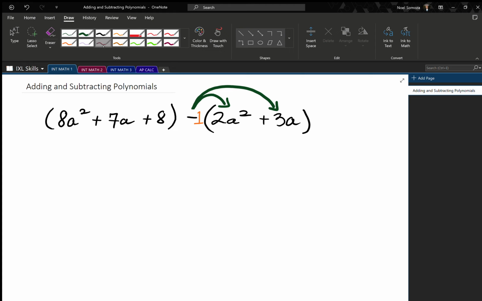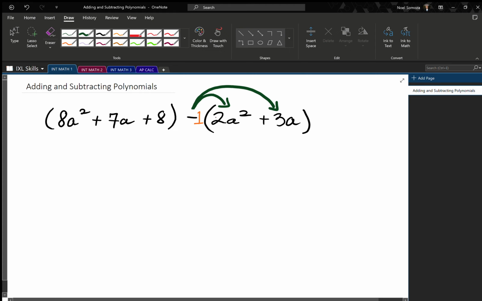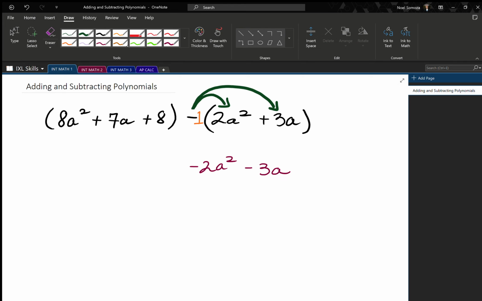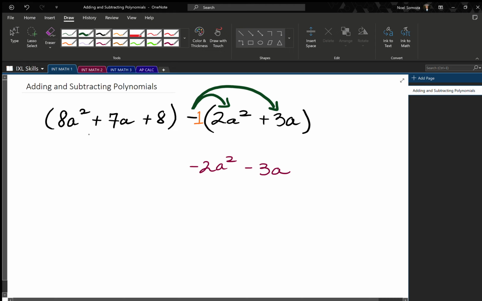So what that's going to allow us to say is take negative 1 times 2 and we'll get negative 2a squared. We'll take the negative 1 times the 3 and that'll give us negative 3a. Okay, once I've done that, I'm allowed to just go ahead and bring down all of my other terms because there's really nothing that the parentheses are doing to this first polynomial. So I can go ahead and bring down the 8a squared plus the 7a plus 8. And now what I have is all of my terms ready to be combined.